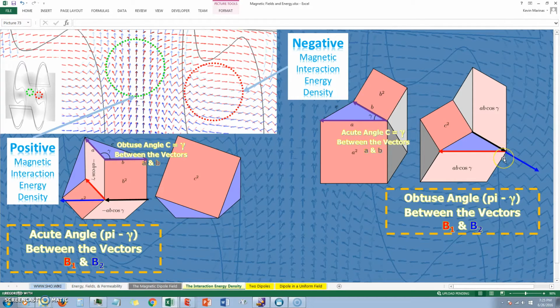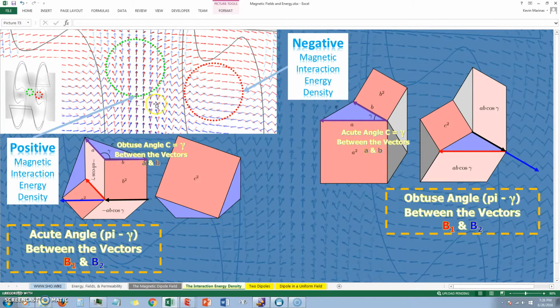But here's your obtuse angle over here between the red arrow and the blue arrow. Now, these are coded red and blue to reflect what's going on here in the picture. So here's your positive magnetic interaction energy density from these arrows that are spread by an acute angle. Here's your arrows spread by an obtuse angle in this red circle here.